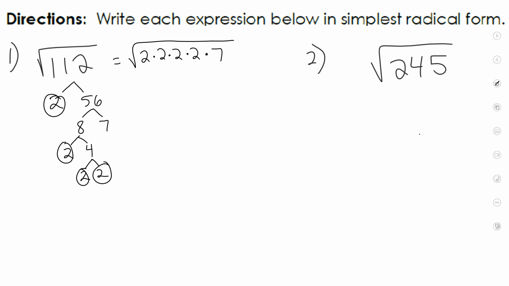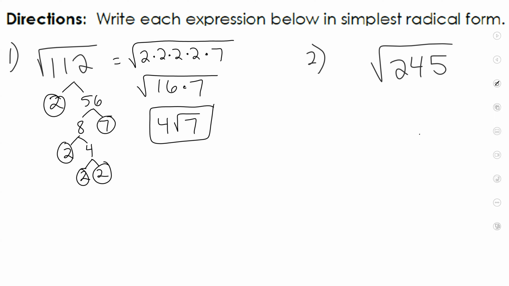Okay, so we can break this down. Let's simplify this a little more. This is basically 16 times 7. If you can come up with these two numbers in the very beginning, that would be great. So guys, what is the square root of 16? 4. So this is our answer: 4 square root of 7. Now, it would be great if you don't have to break it down this far into the smallest parts. If you can come up with, oh, 16 times 7 is 112, you can do it that way. Make sense, guys?